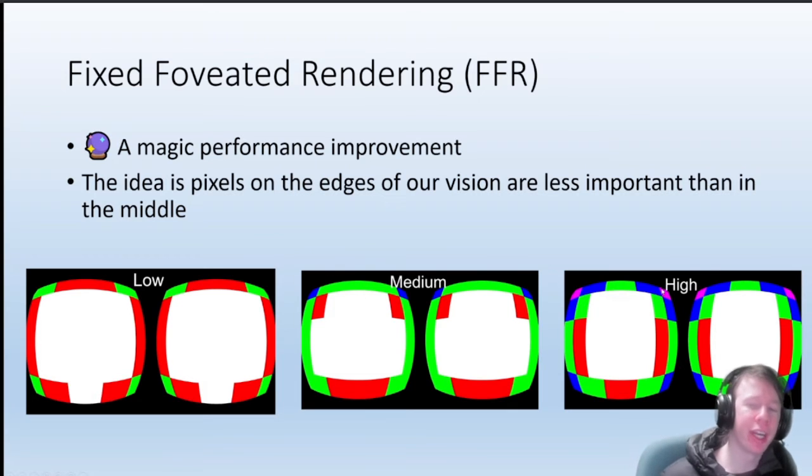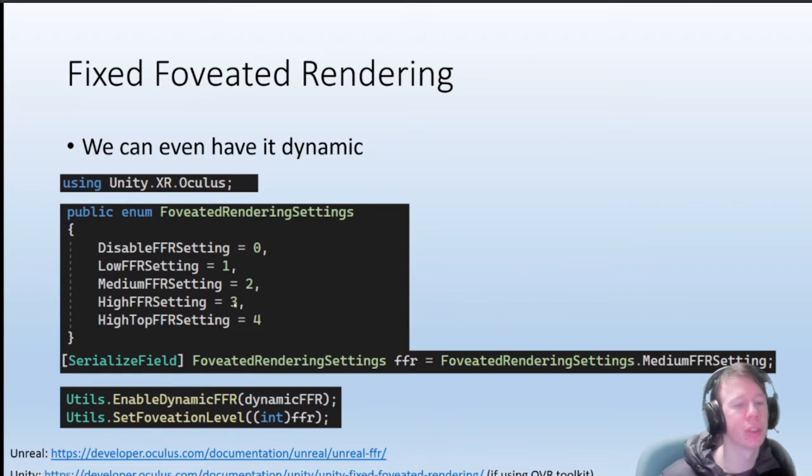I find that even on high, you can barely notice it. On medium, I don't think you can really notice it at all. So you can get like 20 to 30% easy performance improvement just by calling this one C# command. And like I was saying earlier in this talk, anything that you see in Unity here applies to Unreal. So I've also linked the documentation of how to do this in Unreal blueprints.